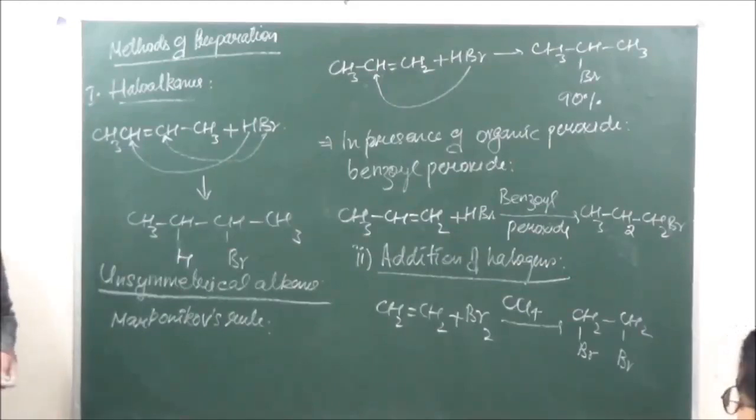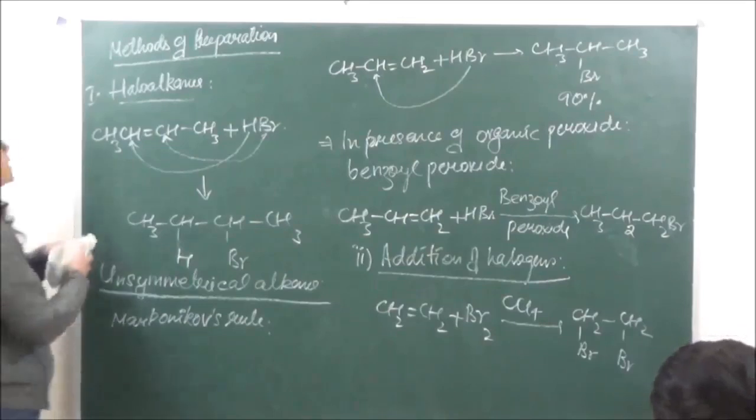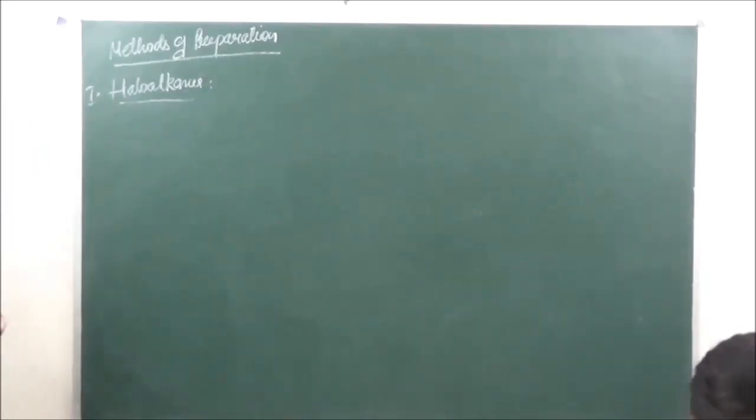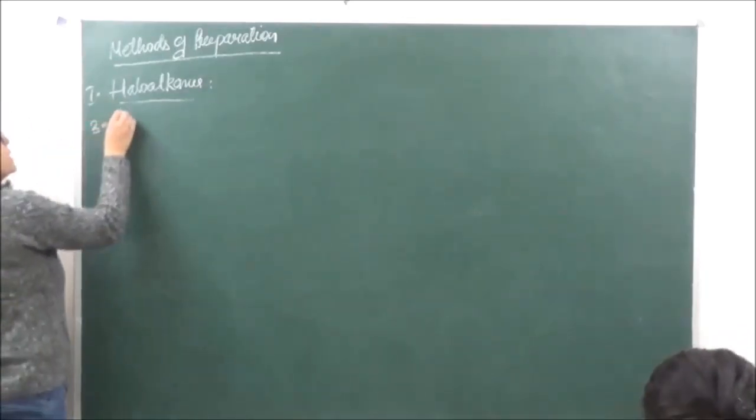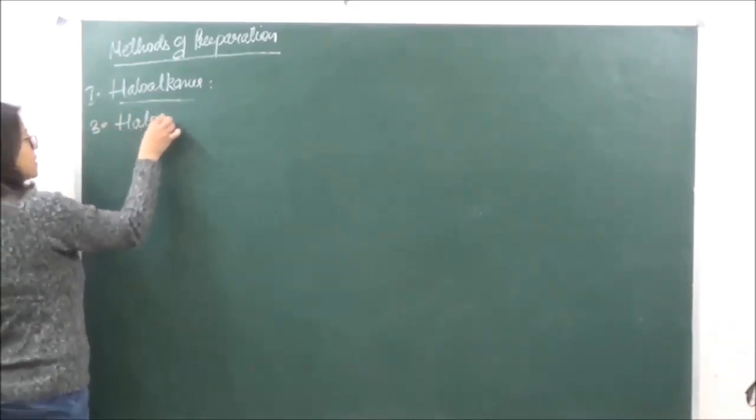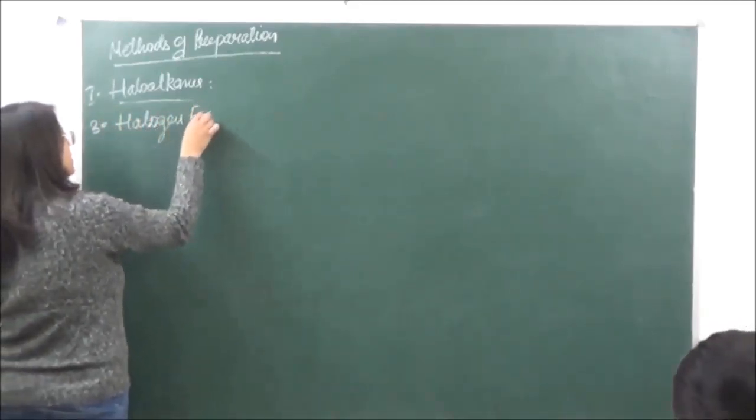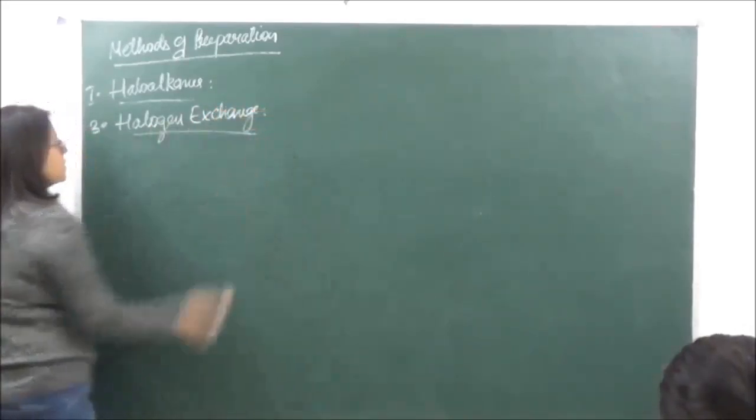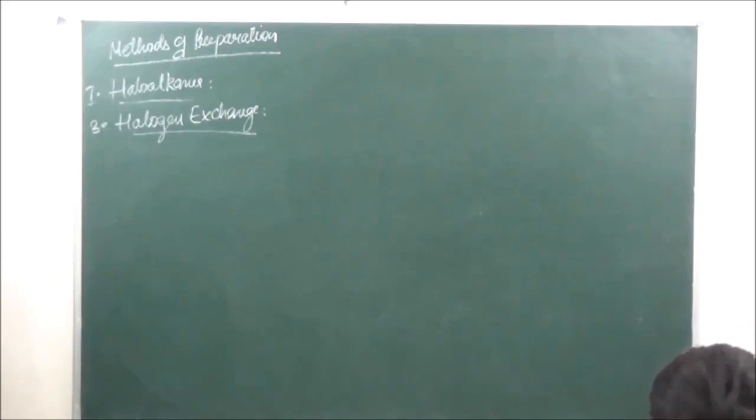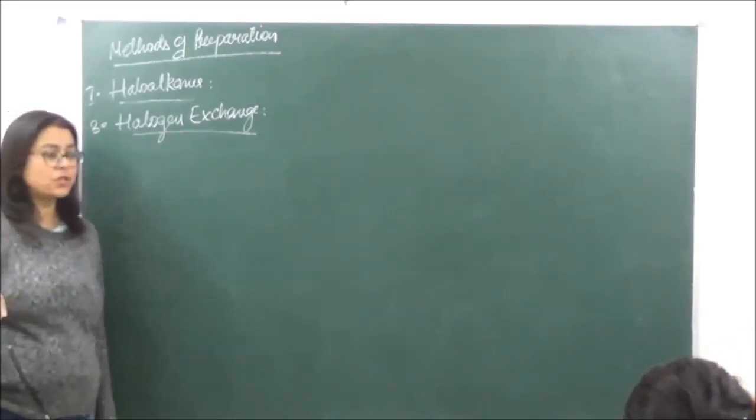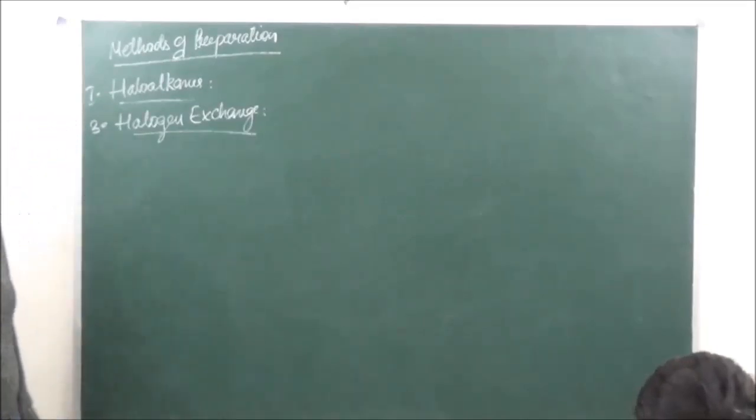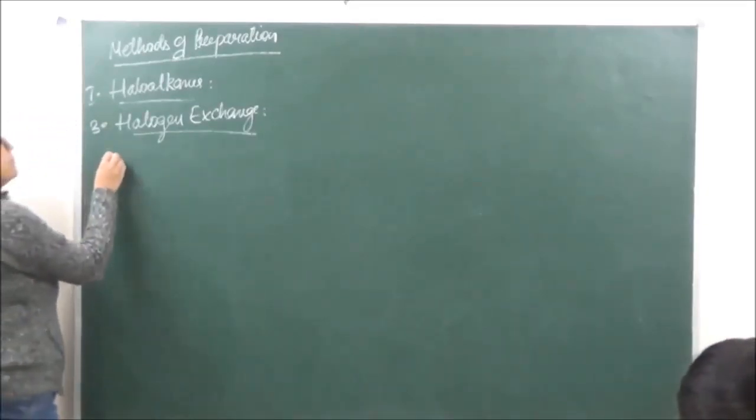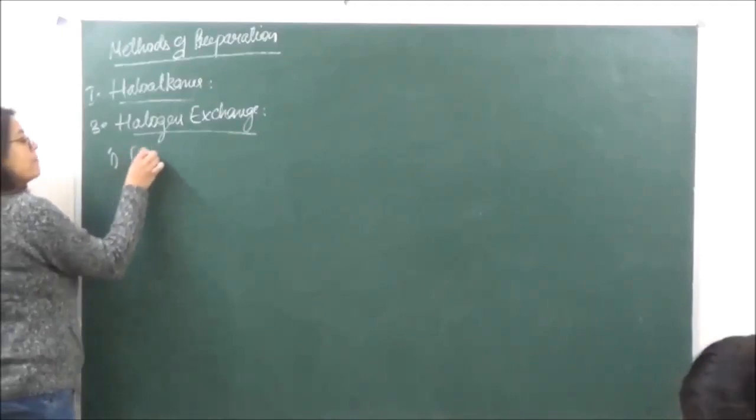ठीक है? फिर उसके बाद हमारे पास जो third method आएगा, that is halogen exchange. Now in halogen exchange we are going to do certain name reactions. So this is going to be very, very important from your examination point of view. The first one which we do is Finkelstein.